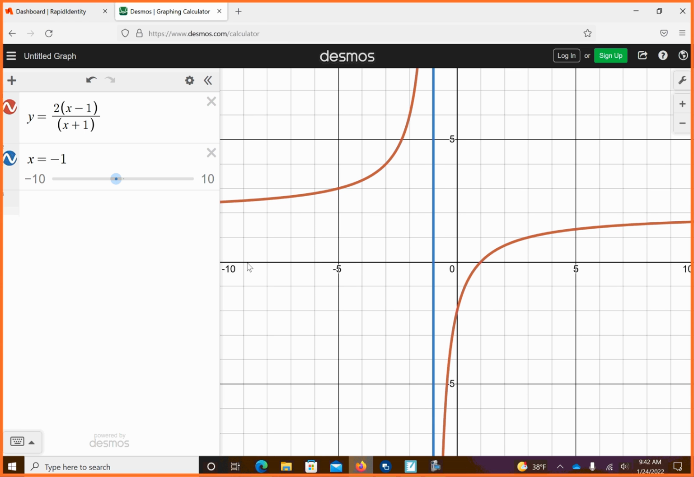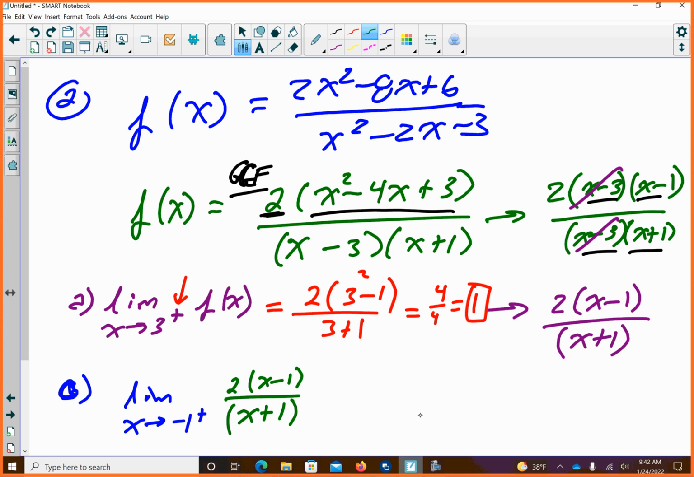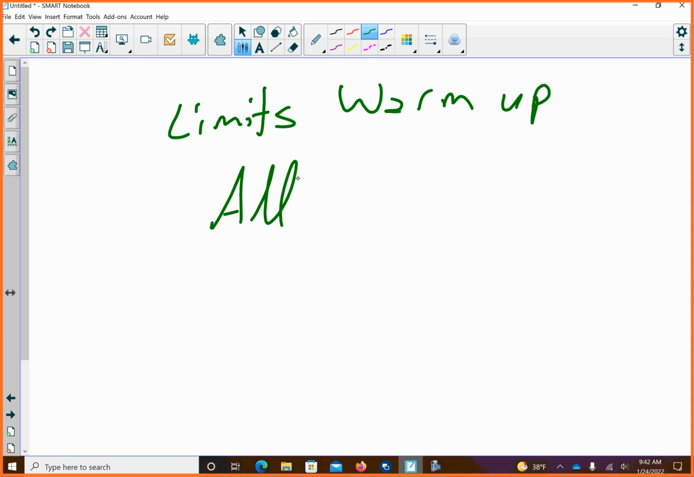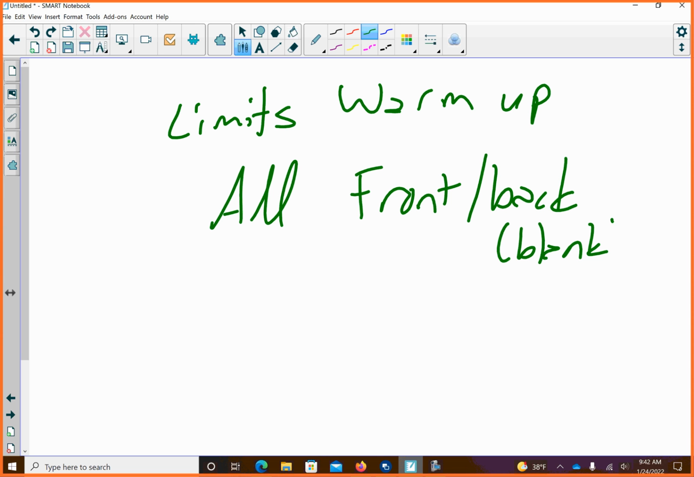All right. So, I'll give you guys and girls some time to get this all done. Happy to help you. Limits warm-up will be checked off tomorrow. Okay, there is a front. The back is blank. So that means there's nothing on the back. So you have the rest of the period to get a good start on that, get it done.